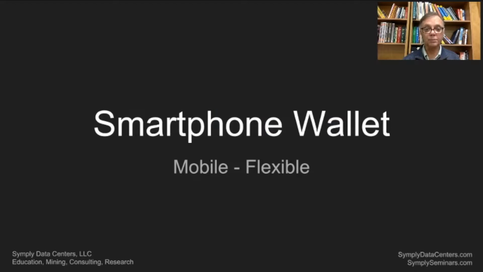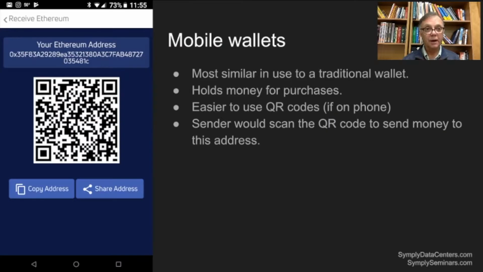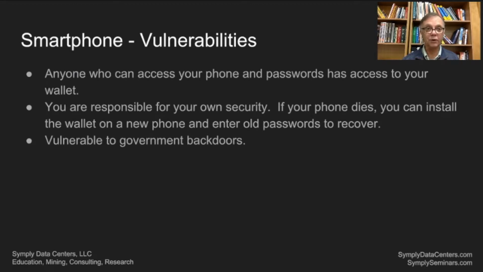It's a nice to have for some people. So smartphone wallets, mobile, they're flexible. I've shown you an example of the Jax wallet a little bit, but this is probably the most analogous to a traditional wallet where you're walking around and have money in your pocket. It's particularly useful for purchasing or point of sale kind of solutions. Often the recipient will present a QR code to the sender. The sender scans it, and that provides the address information, and then you can send the crypto.